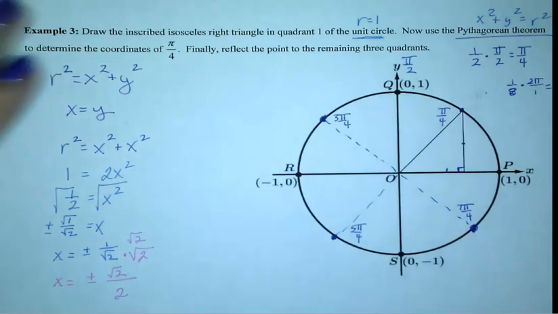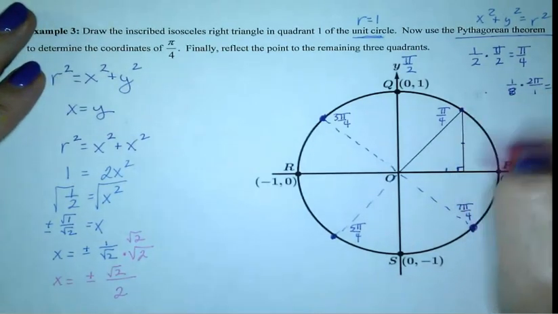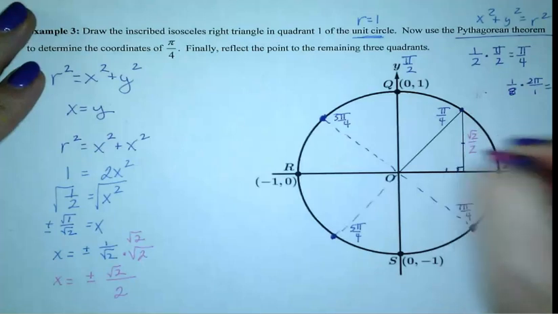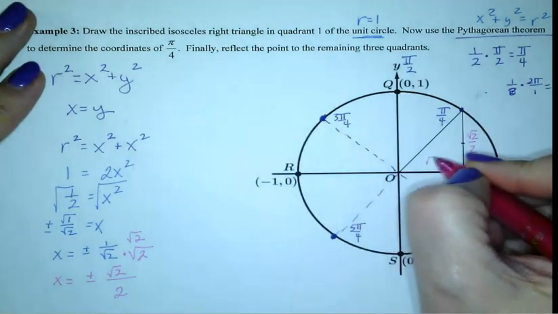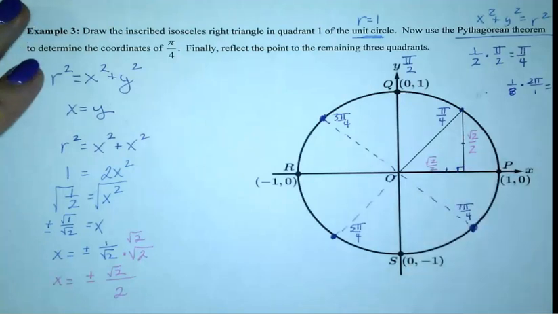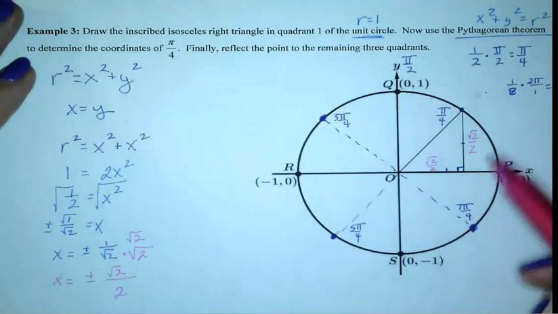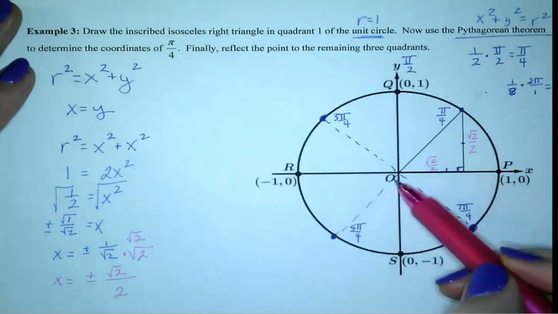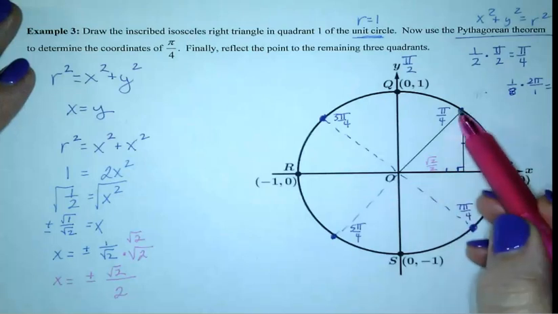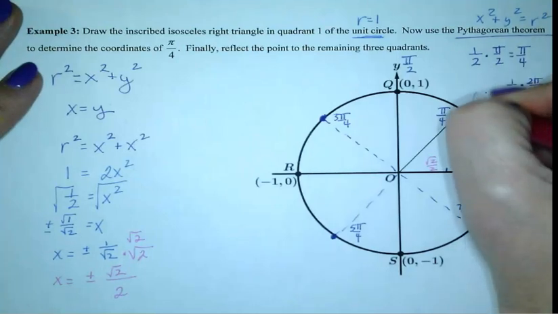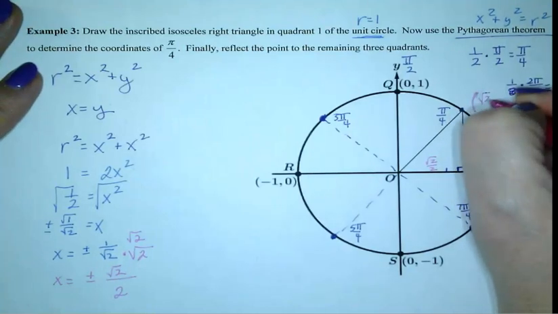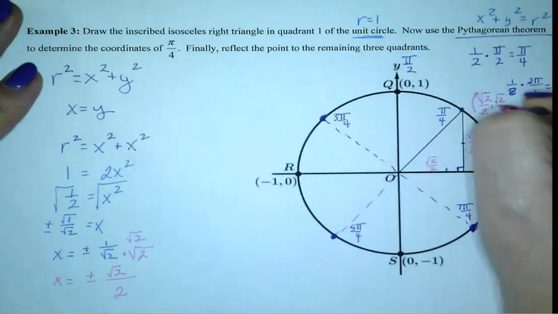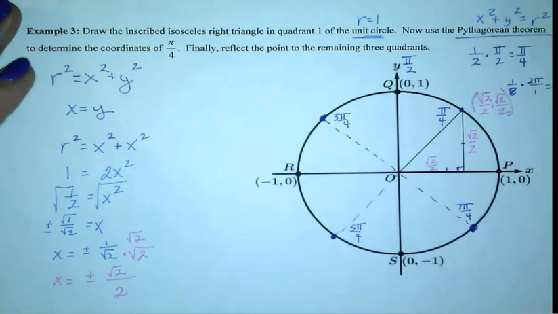So what that tells me then is the vertical displacement is going to be square root of 2 over 2, and the horizontal displacement is also going to be square root of 2 over 2. And plus or minus, you can just kind of think about it as some of these are actually going to go in the negative direction, some of them are going to go in the positive direction. So it's at this point in this quadrant, because our horizontal displacement is positive and our vertical displacement is positive, then this coordinate right here is going to be square root of 2 over 2, square root of 2 over 2. And so we have our coordinate now for pi over 4.